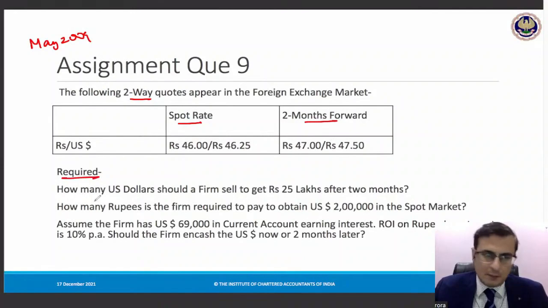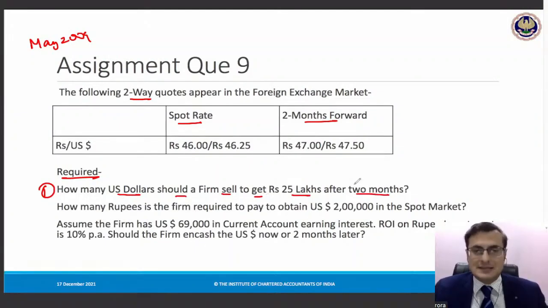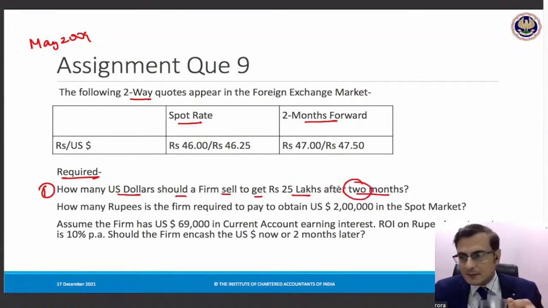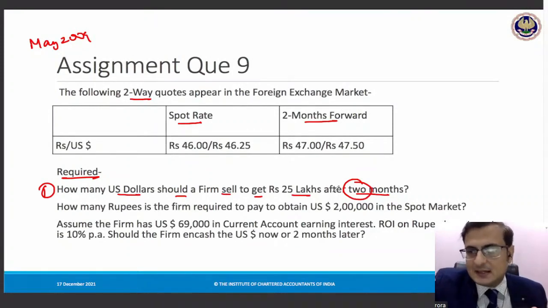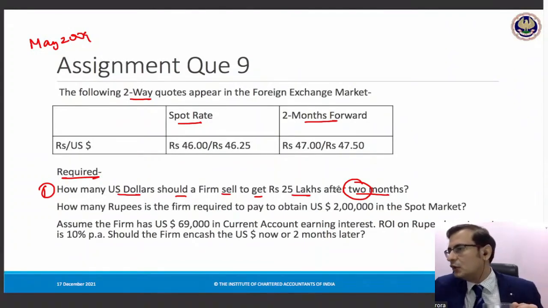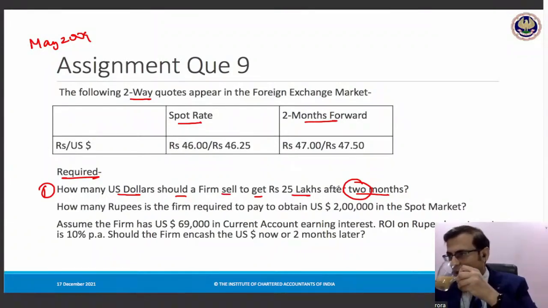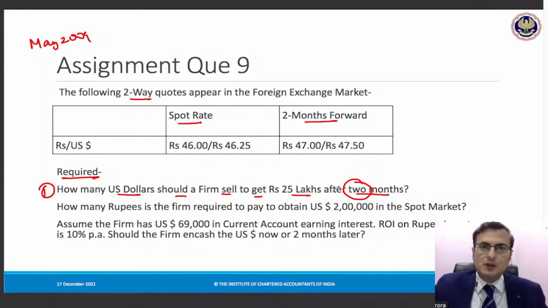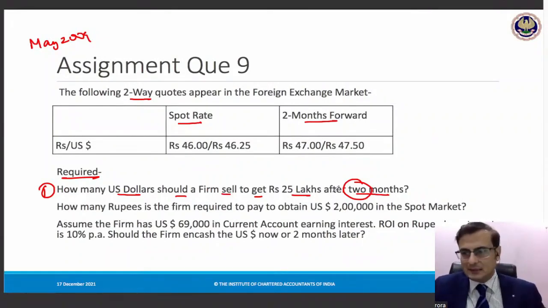What you are required is, number one, how many US dollars should a firm sell to get 25 lakhs after 2 months? Now tell me what we need to do. What is the base currency that you can see? What we need to do, divide or multiply? Can somebody answer this? Harshad has given us the answer. It seems to me that's a correct answer, and we will be using that for the purpose of calculation. Very good, Harshad. Absolutely correct.